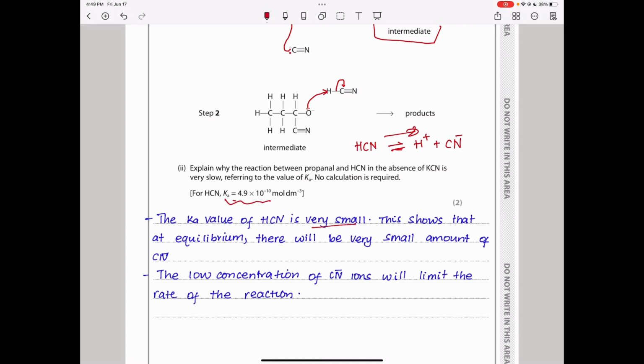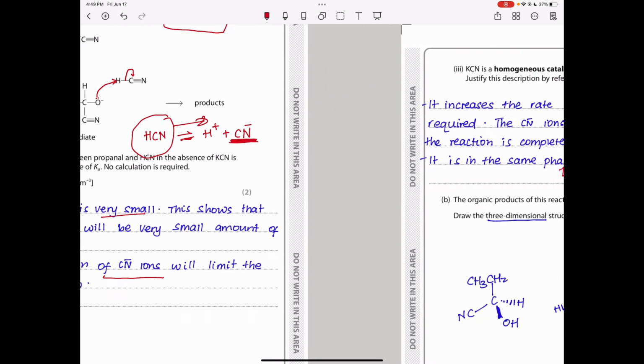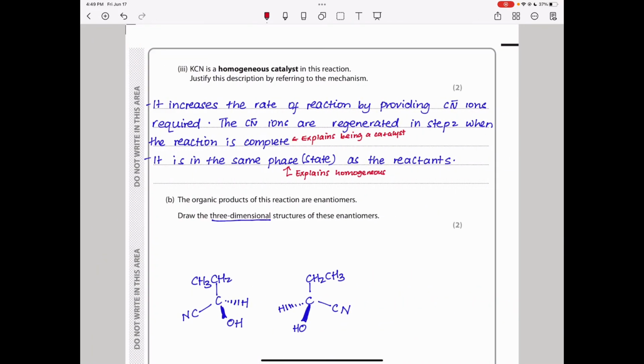So this will show that equilibrium will be reached when a small amount of CN- is produced. Equilibrium here is going to be way towards the left, meaning fewer amounts of CN- will be available, and the reaction cannot proceed really fast. So the low concentration of CN- ions will limit the rate of this reaction. To enhance this reaction, we will need to put in KCN, which is good at contributing towards the concentration of CN-.